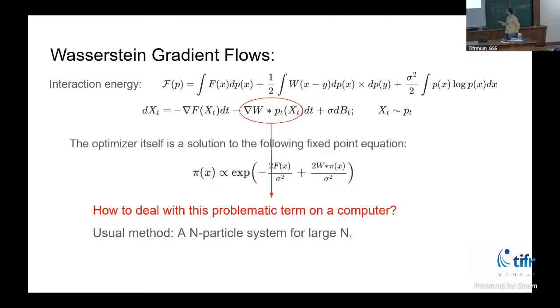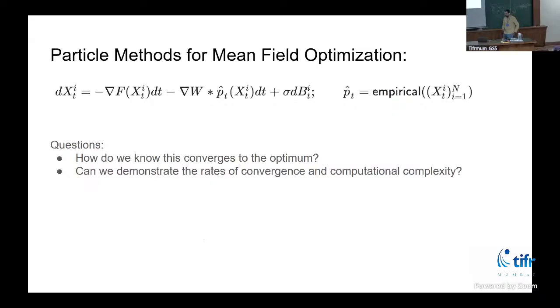Okay, so the usual method is to use an n particle system for large n. I'll describe this solution. So what we do is we take n particles, dX_t^i is equal to, we run this Langevin chain, but when we have to take this average with respect to this probability distribution, we actually make it p_t hat, which is the empirical distribution of all particles, right? So this is the usual particle method used in physics and everywhere to simulate these systems.